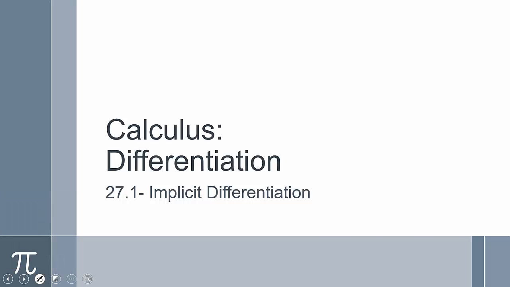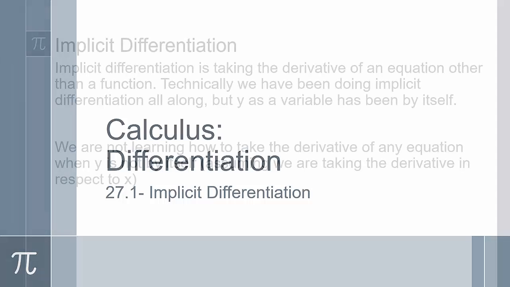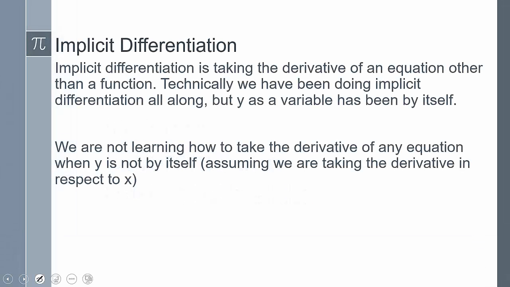This is lesson 27-1, and we're going to be taking a look at implicit differentiation. Implicit differentiation is taking the derivative of an equation other than a function. So we've only looked at functions so far, like y equals blah blah blah, and we've taken the derivative of that. Well, we're going to be taking a look at equations that do not represent a function, and we're going to have to take the derivative of it.